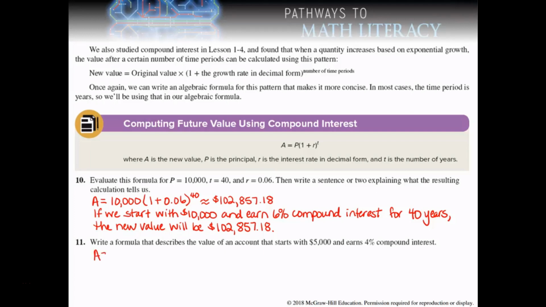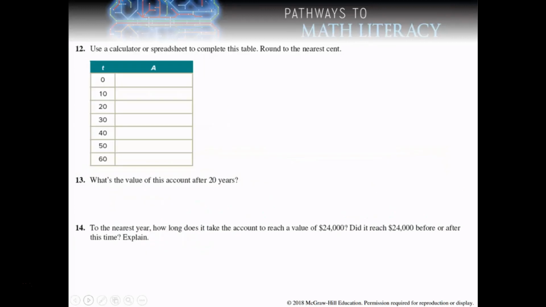So A equals P, that starting amount of 5,000, times parentheses 1 plus our interest, 4%, so 0.04, to the T. We aren't given a number of years, we want a formula that we can plug different T values into. I'm going to simplify that a little bit and add together the values inside the parentheses. So 5,000 times 1.04 to the T. Now that formula we're going to use in number 12 to complete this table.